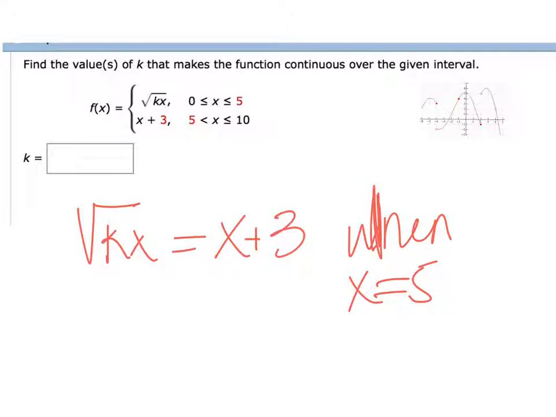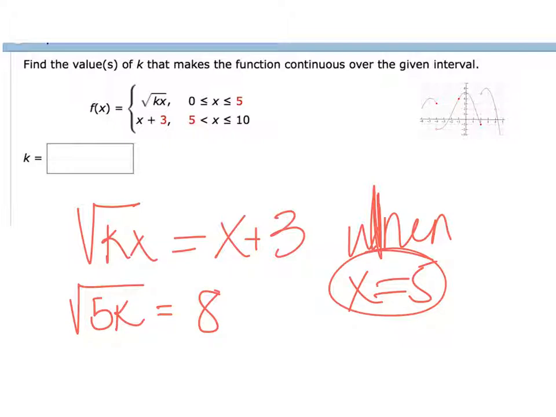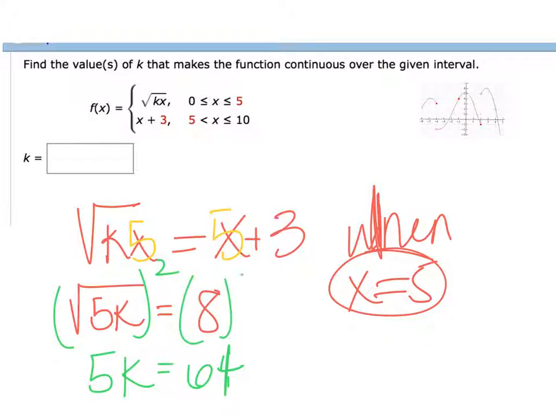So let's go ahead and do that. Square root of 5k, as I plugged in x equals 5, is equal to 8. Because again, I plugged in x equals 5 right here and here. And then we can do the algebra to finish the job. 5k is equal to 64, because I squared both sides. And then k is equal to 64 over 5.